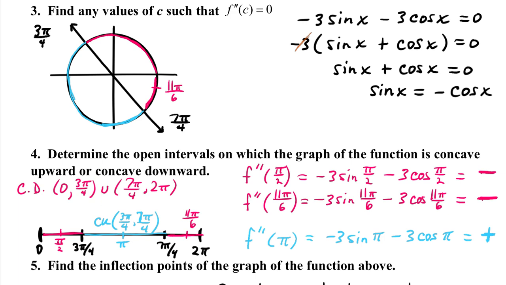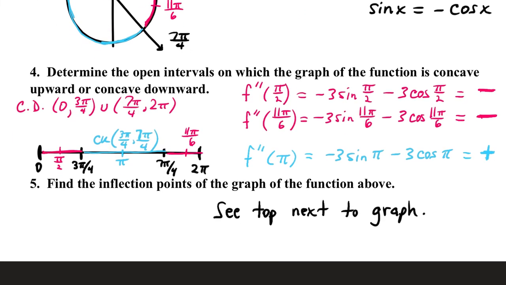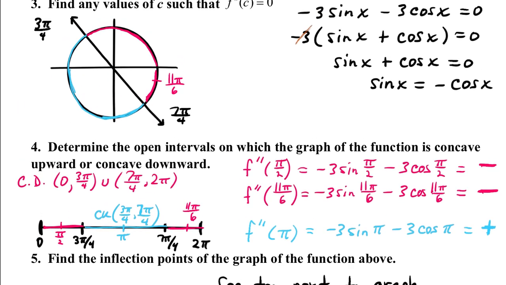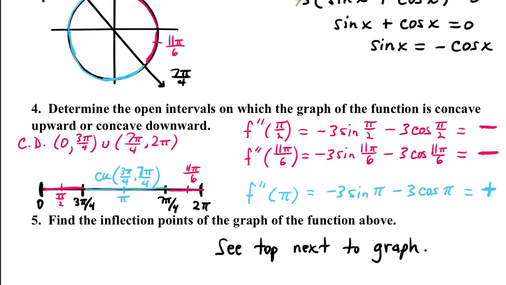We were concave up between 3 pi over 4 and 7 pi over 4. And so concave up was this interval between 3 pi over 4 and 7 pi over 4. So we have two intervals of concave down, one interval of concave up. That means we have two inflection points because the concavity changes here and the concavity changes here. Subbing those two angles into the original problem, I'm going to scroll back up. I made a little note there.